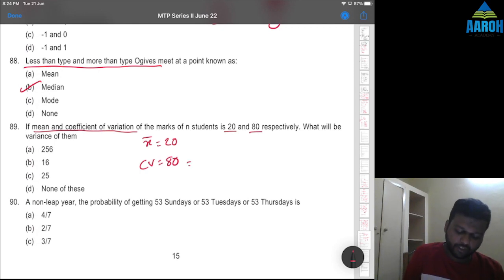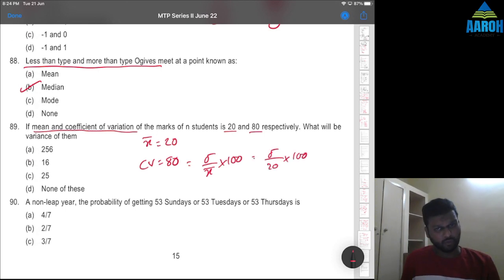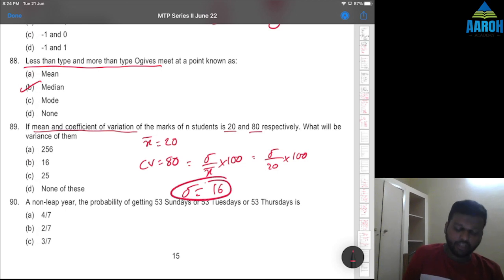Okay, what is formula of CV? SD upon x bar into 100, right? Which is SD upon 20 into 100. So what is going to be SD? SD is going to be 80 into 20 upon 100. So that is going to be 16, right? If SD is 16, variance will be sigma square, which is 256, 16 square, option A.